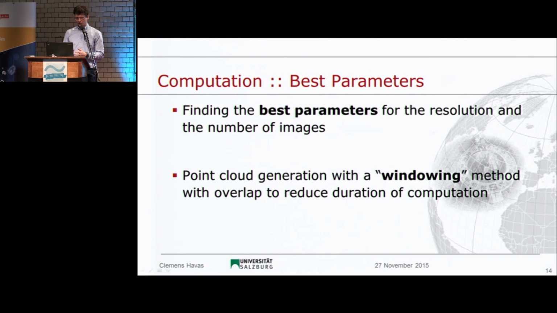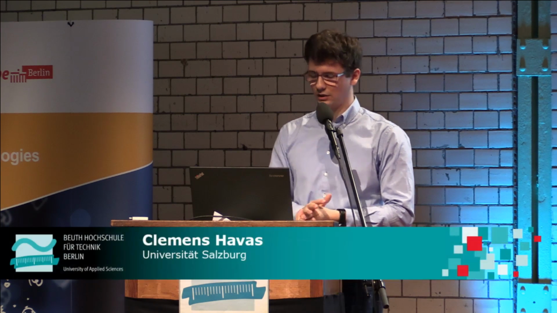This is illustrated in the next graphs I will show you, and to achieve this we have to find the best parameters for the resolution and the number of images to keep the computation time as low as possible. Therefore, we use the windowing method, as we take a picture of a room and then just move 30% up, and then we have an overlap of 60% to the next image.